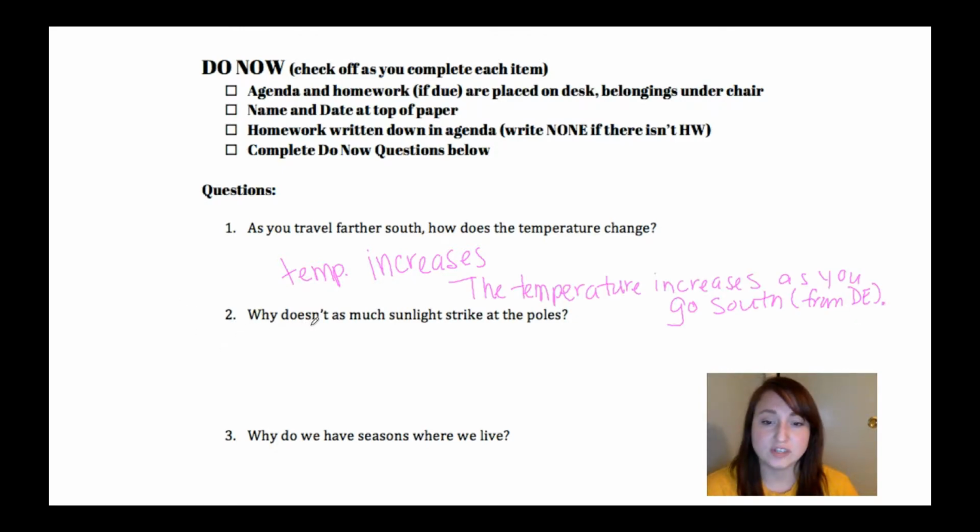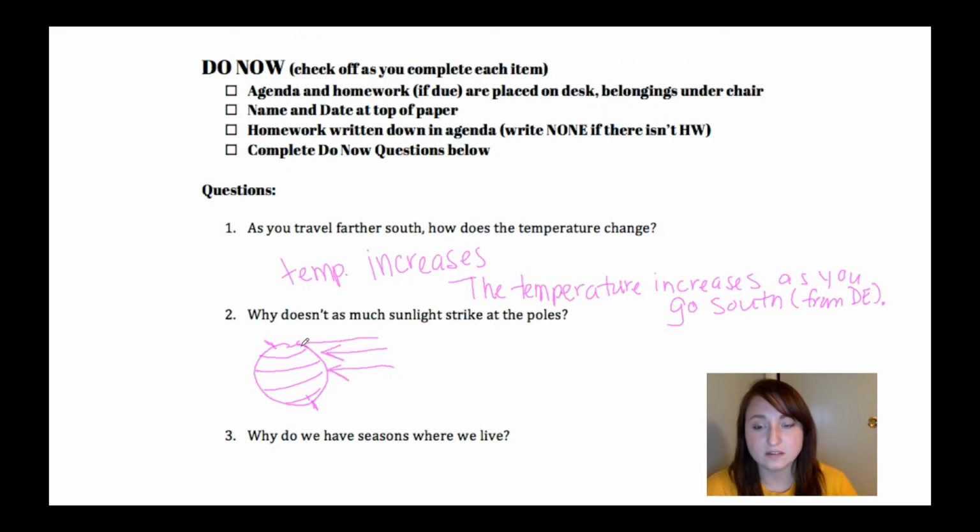Why doesn't as much light strike at the poles? So this is something going back to yesterday's lesson from September 18th, Monday. And so we have our globe here. We have our lines of latitude. We have our axis, our tilted axis of the Earth. And so the sun's rays are coming in from over here.